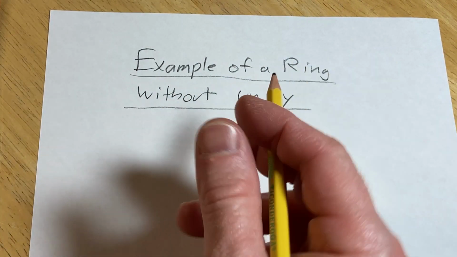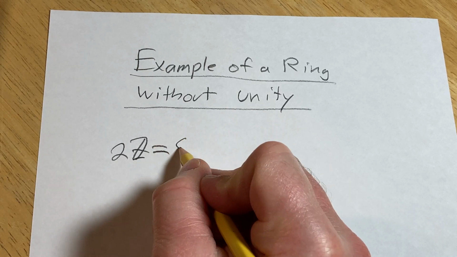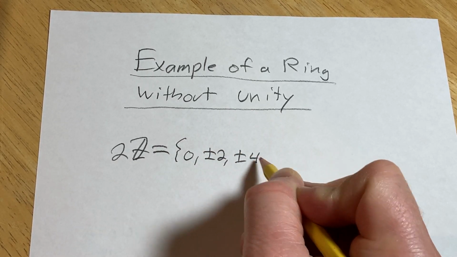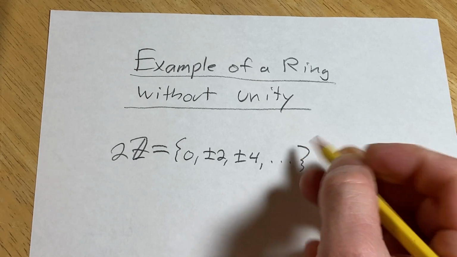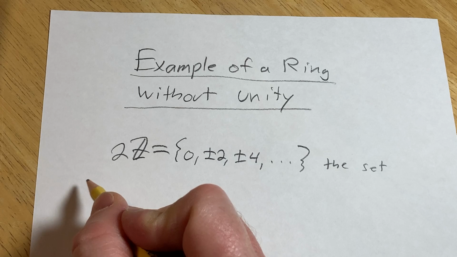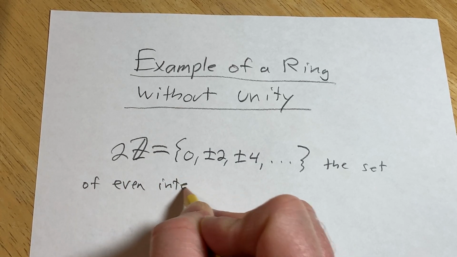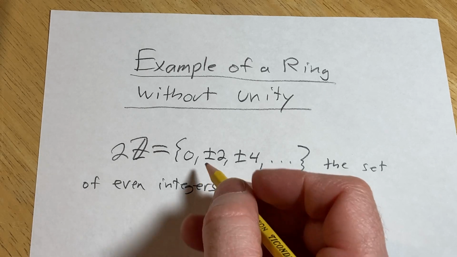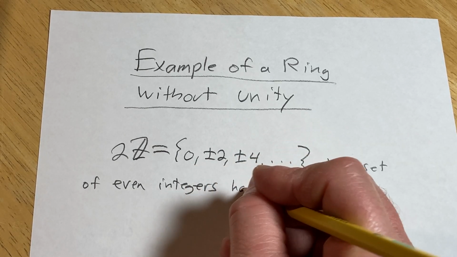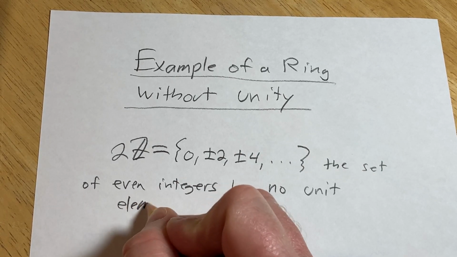Okay, so what is this ring? Well, it's pretty simple. It's 2Z, all the multiples of 2. So it's going to be 0, plus or minus 2, plus or minus 4, etc. So this is the set of even integers, right? The set of even integers, right? This does not have a unit element, so it has no unit element. It's a commutative ring.